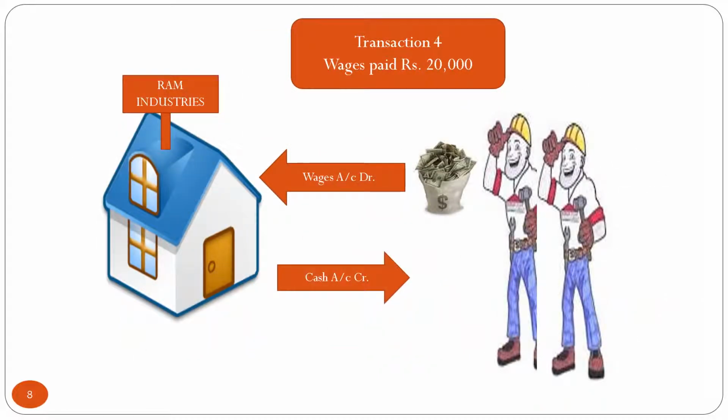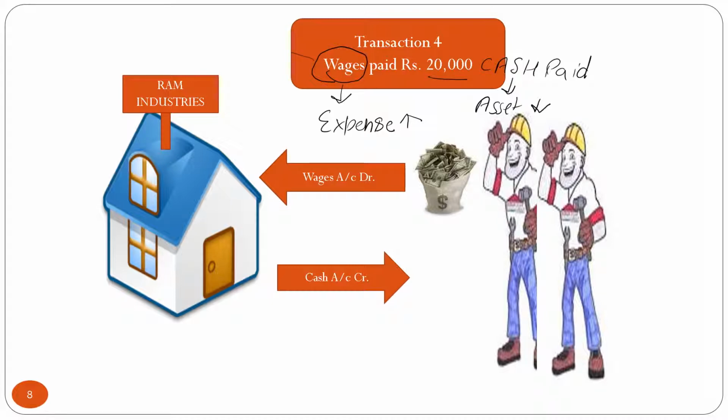Transaction number 4. Wages paid rupees 20,000, and cash has been paid for the payment to the laborers. So there are two effects. Number one, wages, which is an expense, increases, and cash, which is an asset, decreases.